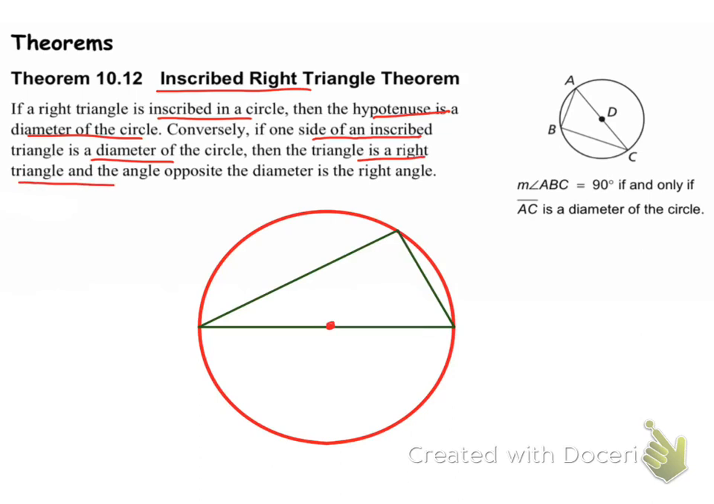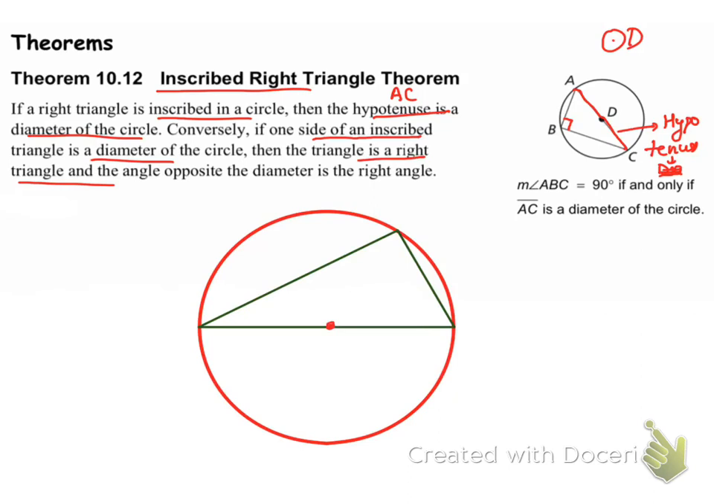So what does it mean? It means if you see a circle, here there is a circle D. In that circle, if you see a triangle that is a right triangle, then this side is your hypotenuse. In this case, it is AC. This is your hypotenuse, and that's going to be your diameter.